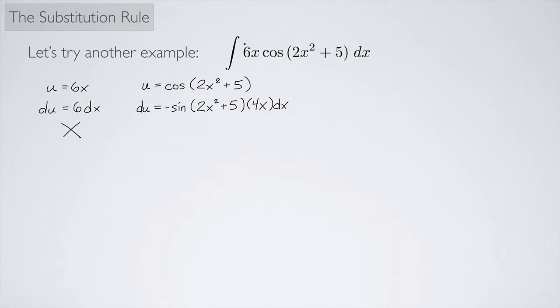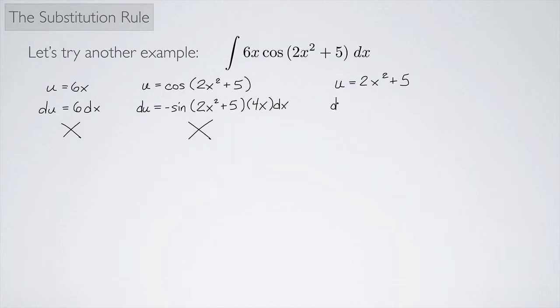I don't see the sine of anything in here, and you probably could tell that already. You know that the derivative of cosine is going to involve a sine, and we would need to have that sine appear somewhere in the integral, and it doesn't. That's no good. So I think there's really only one obvious choice left. How about 2x squared plus 5? Let's try that.